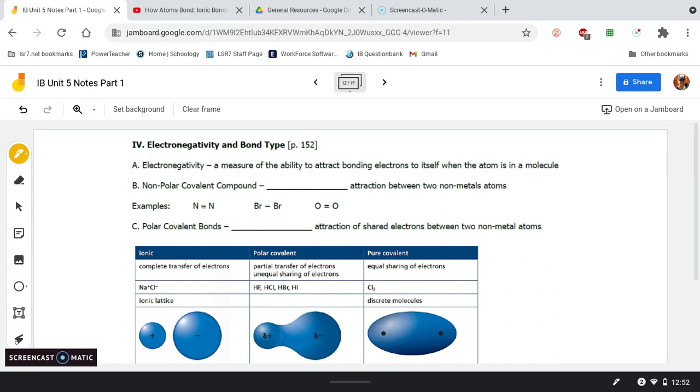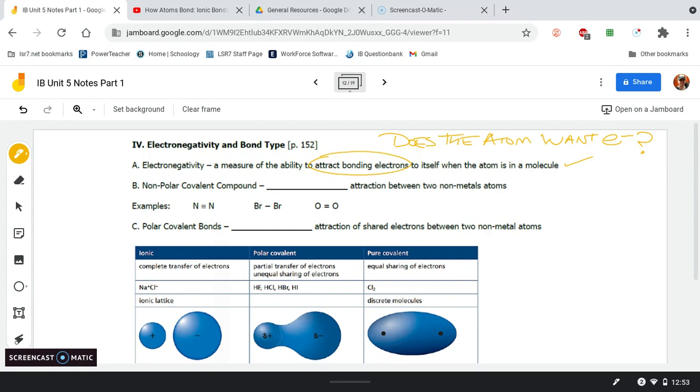Okay, so here's just a little definition for electronegativity. So once again, the measure of the ability to attract bonding electrons. So what does this mean? Does it want electrons? Does the atom want electrons? And so that's sort of the easy way to ask that question. But some atoms and some elements just don't want electrons, and some definitely do.